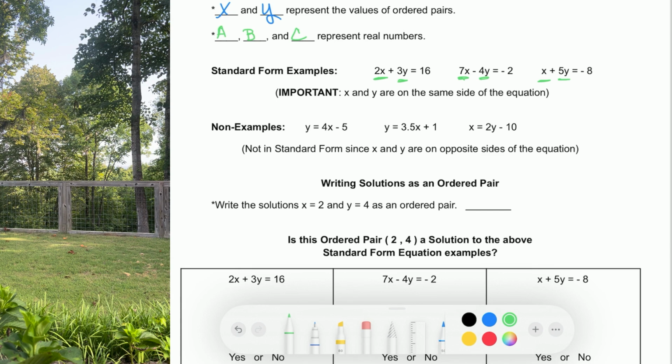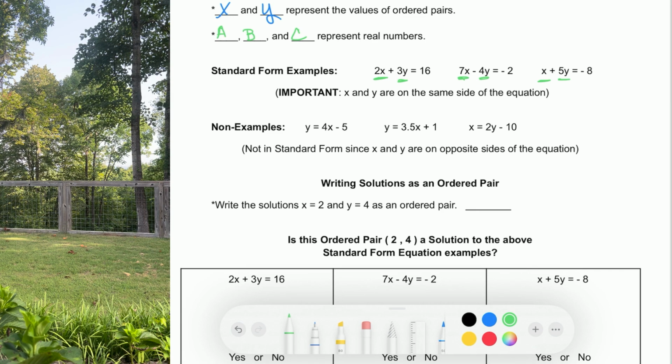Now let's look at a non-example. We have y equals 4x minus 5. This is still a linear equation, but it's not in standard form because the y and the x are not on the same side. They're on opposite sides of the equation. Then we have y equals 3.5x plus 1. Again, this is the equation of a line, but it's not in standard form. x equals 2y minus 10. It's the equation of a line. It's a linear equation, but they're on opposite sides, so it's not in standard form.